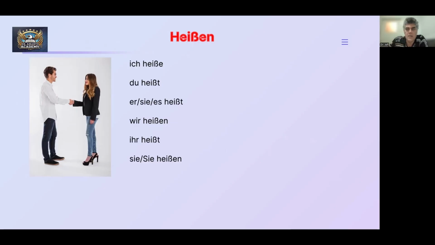Du heißt Anna, Johann. Er heißt Jack. Sie heißt Anna. Er heißt Johann. Sie heißt Anna. And es heißt, we can use for children, es heißt Johann. Wir heißen, ihr heißt, sie heißen.